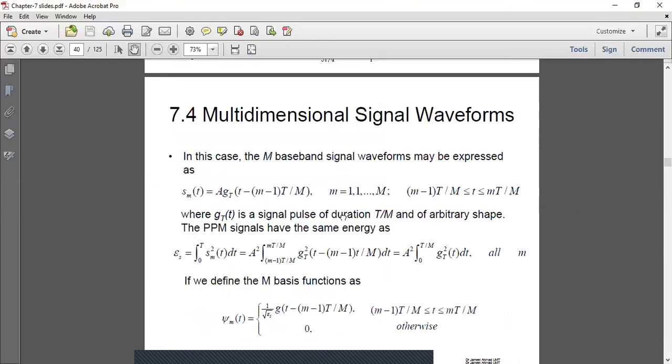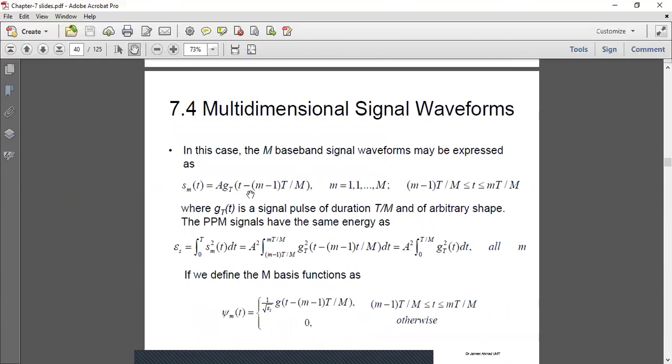In this case, the M baseband signal waveform may be expressed like this. So Sm is our baseband signal. These are shifted pulses of amplitude A. This is the shift (m minus 1)T over M, where m goes from 1 to M. So the time for each baseband signal runs from (m minus 1)T over M to mT over M, where g(t) is a signal pulse of duration T by M and of arbitrary shape. The PPM signals have the same energy.